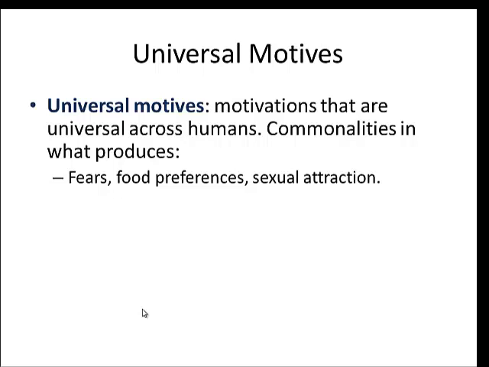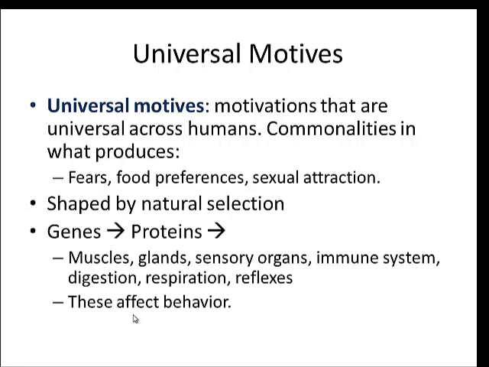So we talk about these universal motives, motives that we find in all cultures, or almost all cultures, and having a great deal of genetic influence. They have genetic influences because cultures can be very, very different. Socialization and raising children can be quite different in one society and another, but we see these commonalities. So certain fears and food preferences and sexual attraction shaped by natural selection. Genes influence proteins. Proteins influence many things, muscles and glands and sensory organs, immune systems, reflexes, respiration, and these all affect behavior.